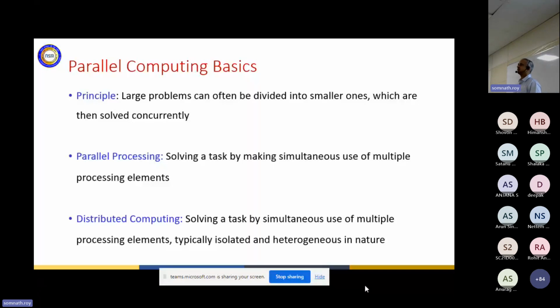Some of you may have heard about this called SETI, Search for Extraterrestrial Intelligence. So there is a program like that, and what they do is they collect data from the telescopes, and you have to analyze the data.